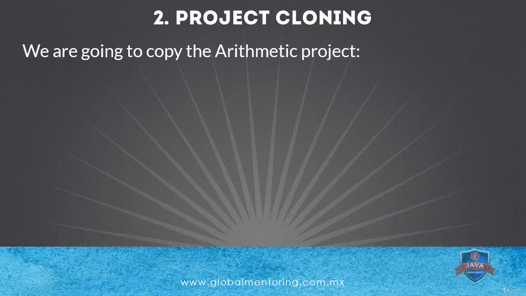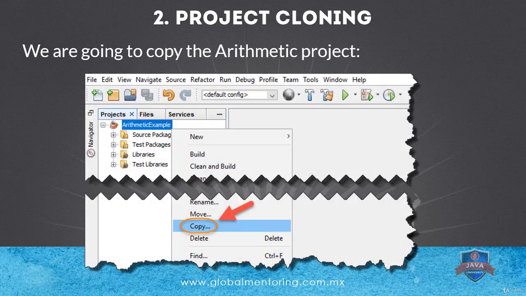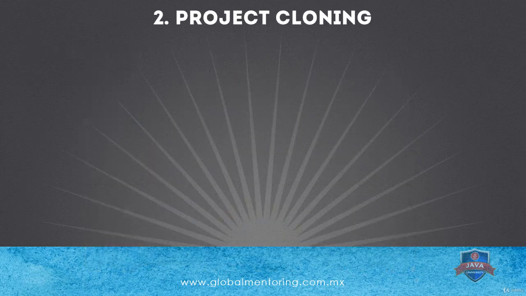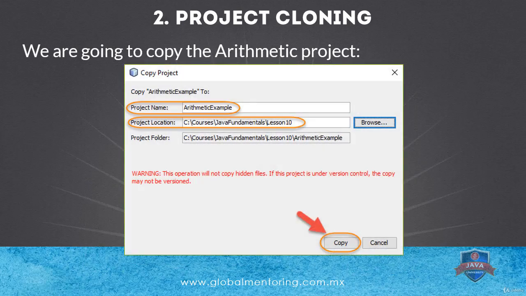We're going to copy the arithmetic project. So right click on the project and select Copy. The project name will be Arithmetic Example and the project location is Lesson 10. And click on Copy.